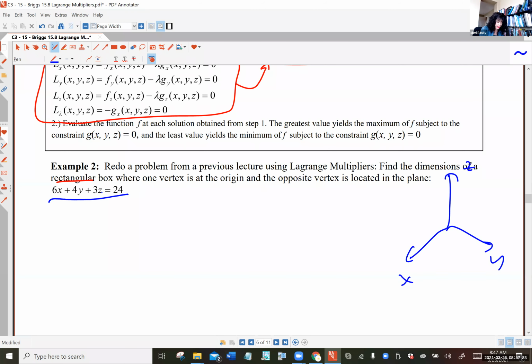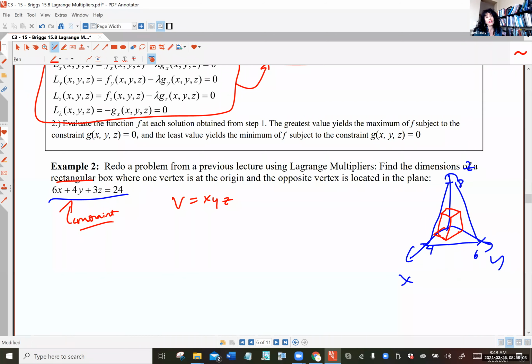And the constraint was this plane equation, 6x plus 4y plus 3z. And the box was sitting on the xy plane where one of its vertices was in this plane, like this. I was trying to draw it. Okay, guys, remember this problem? So volume is equal to x, y, z. Yes. And then this right here is the constraint. I'm going to do it all over again.